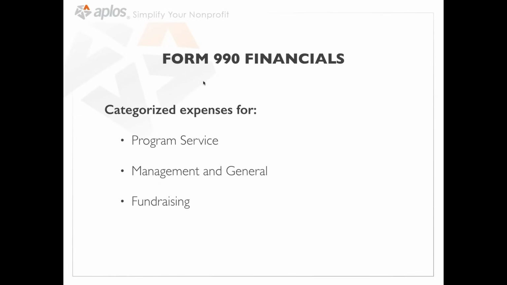In Aplos, we actually have a feature where you map your chart of accounts, whatever chart of accounts you want. So you've developed your own chart of accounts. You then take it and you map it and say that these accounts apply to this particular 990 category, and these accounts map to this 990 category. So what it's doing is it's basically creating a conversion for you.